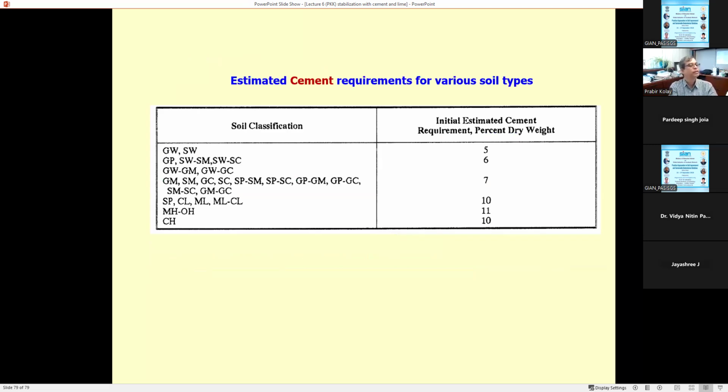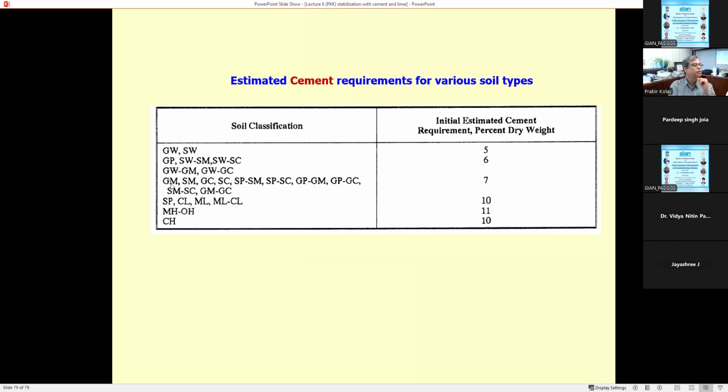This will give you some guideline, as I mentioned. If you use well-graded gravel and sand as per USCS classification, these are all USCS symbols, it is 5%. You can use 5% to 6% if it's well-graded. If it's poorly graded, it is a little bit more. Well-graded soil has all the different size particles, right? So the compaction will be good, strength will be good. If it's poorly graded, we need a little bit more.